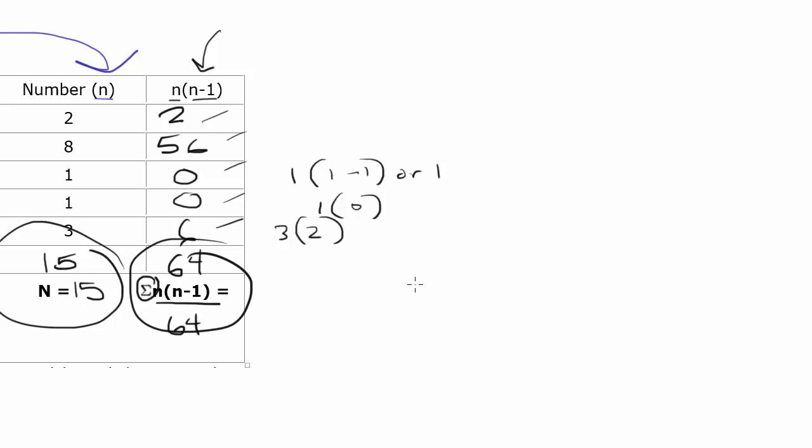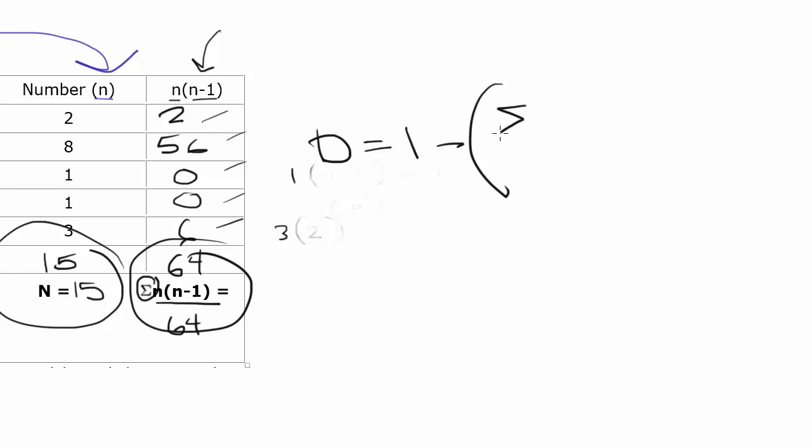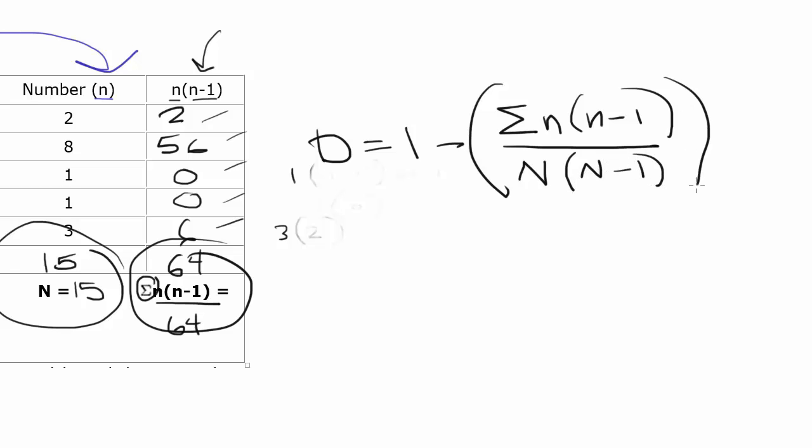So what we're going to have... see if I can get rid of this stuff. Very high-end eraser. All right, so we're going to have D, diversity, equals 1 minus the sum of all the n times n minus 1s divided by the total number of organisms times the total number of organisms minus 1. So that is our formula. I often forget in the end to go 1 minus this value, and so that's kind of a trick.